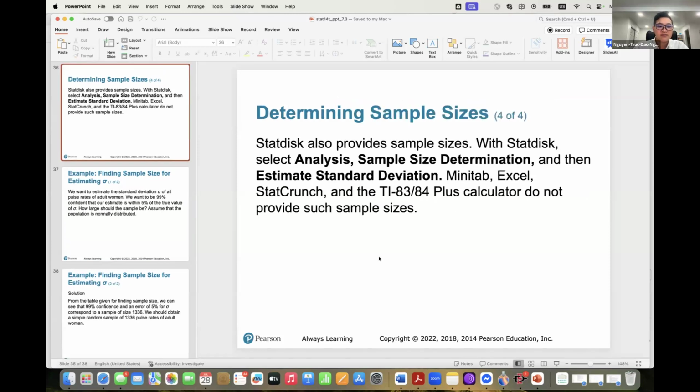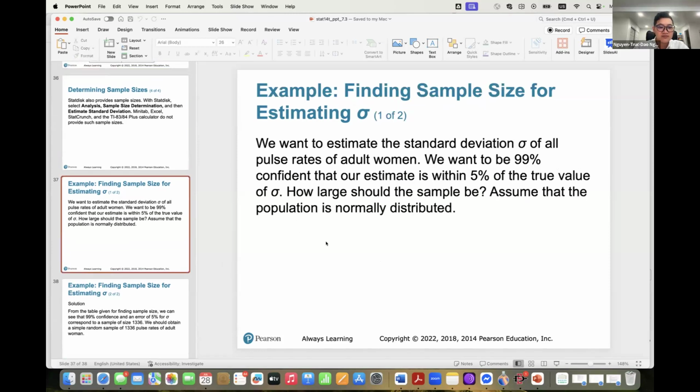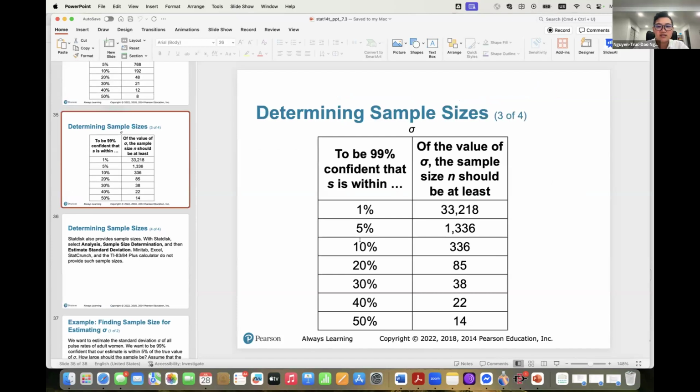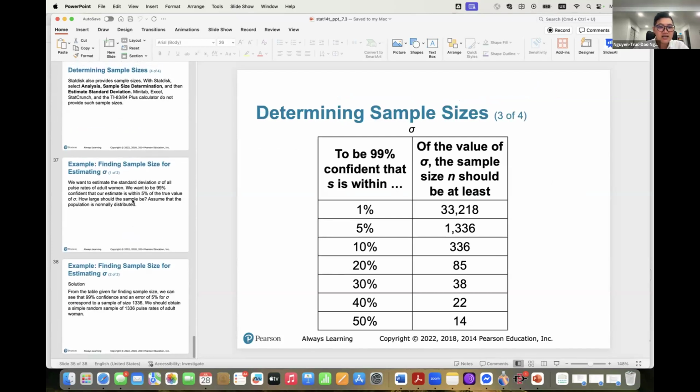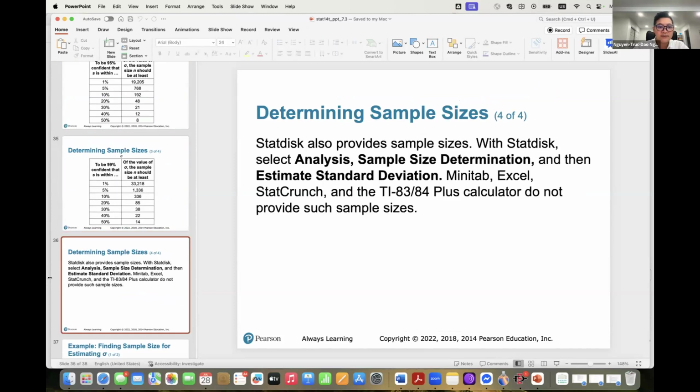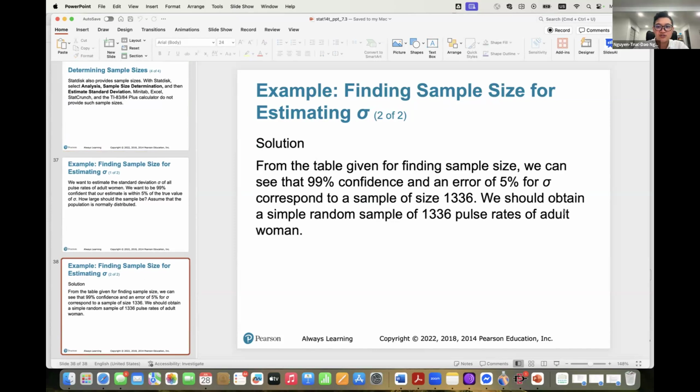From the table that we see, we can see that 99% confidence and an error of 5% for sigma correspond to a sample size of 1336. If you can see here, 1336, look at this one. That one is 99%, right? So it should be this table. And look at this value, it's going to be in the second row, right? Okay, so based on the table, we can make this conclusion, and we should obtain a simple random sample of 1336 birth rates of adult women.